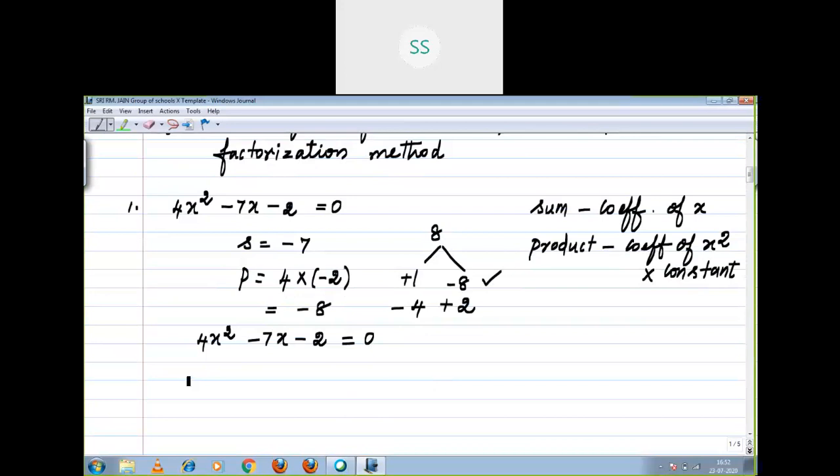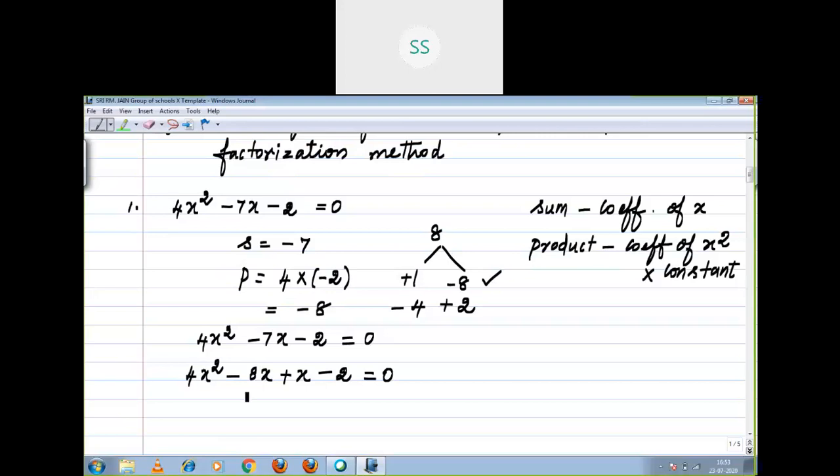Now, using that, I am going to split and write the coefficient of x alone. 4x square minus 8x plus 1x minus 2 equal to 0. I hope you people understood, right? Minus 8x plus 1x gives minus 7x. I didn't disturb the given format, but at the same time, I wrote it in a convenient manner, right?